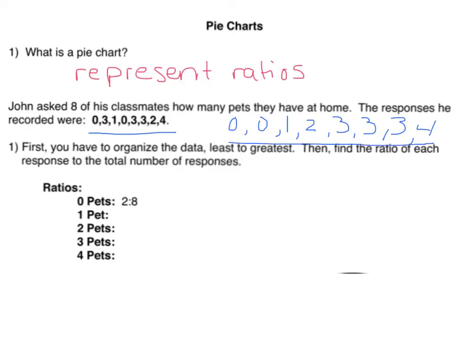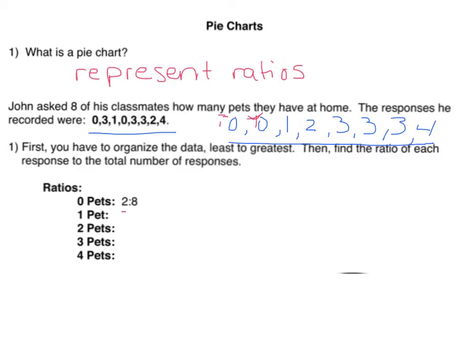The next step is to find the ratios of each response to the total number of responses. So when I look at the ratio for 0 pets, the first number is going to be how many people responded that they have 0 pets. If I look up here, I have 1 and 2. So my ratio will be 2 to the total 8 because I asked a total of 8 people.